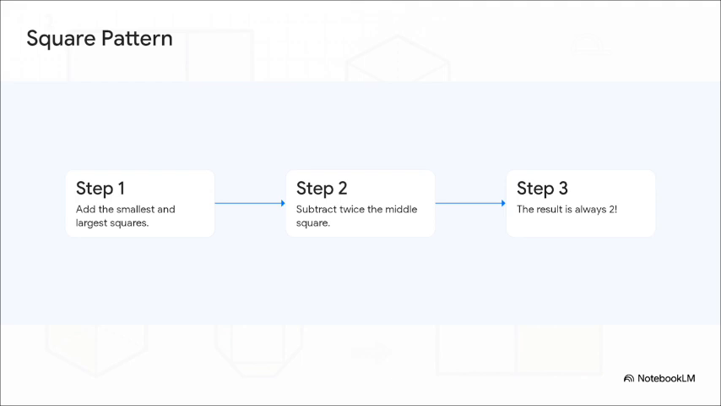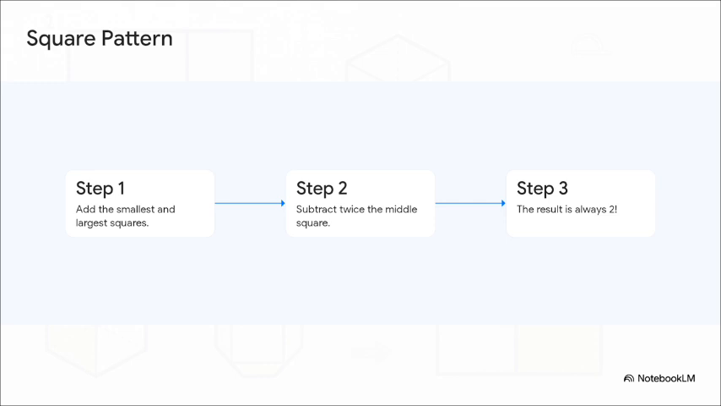Let's just follow the logic step by step. Step 1. Add the smallest and largest squares. 1 plus 9 equals 10. Simple, right? Step 2. Subtract twice the middle square. Our middle square is 4, so twice that is 8. Step 3. 10 minus 8 gives us exactly 2.